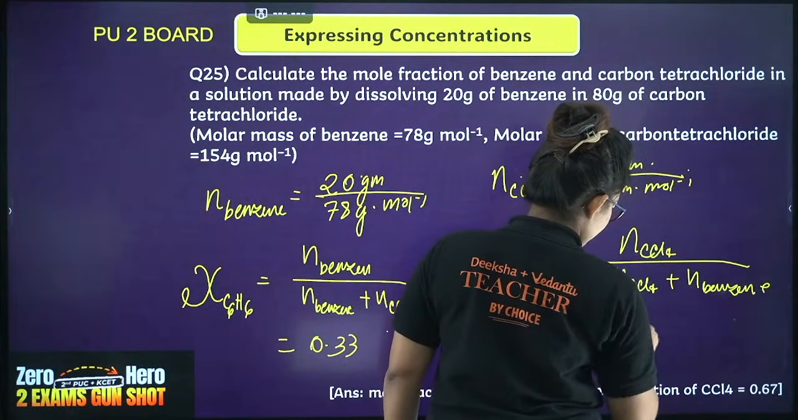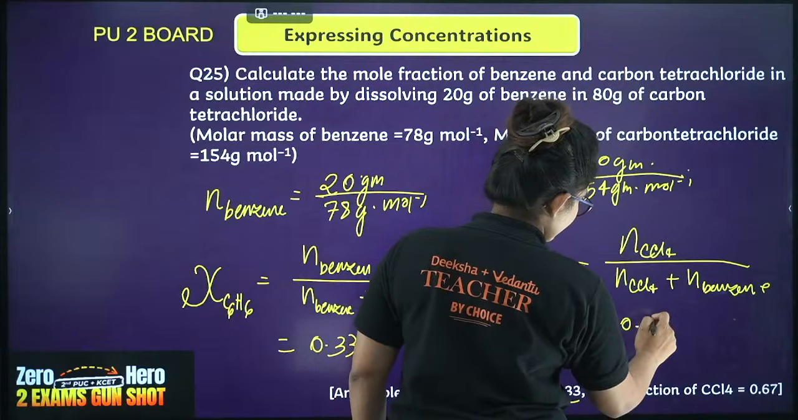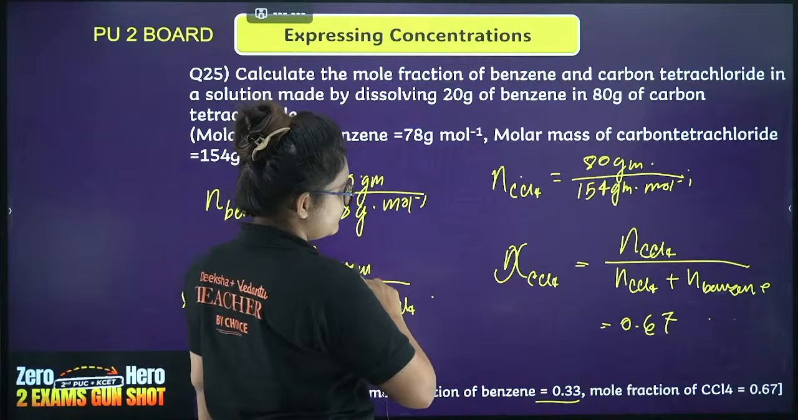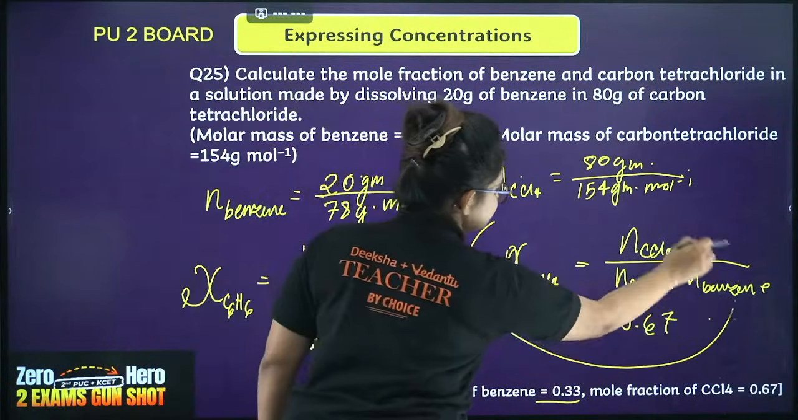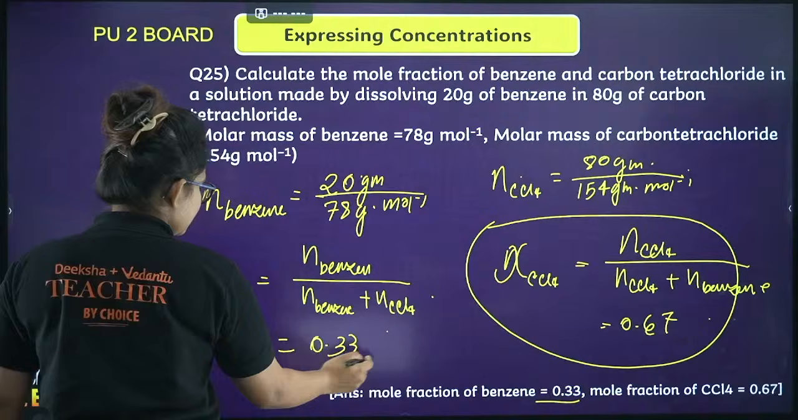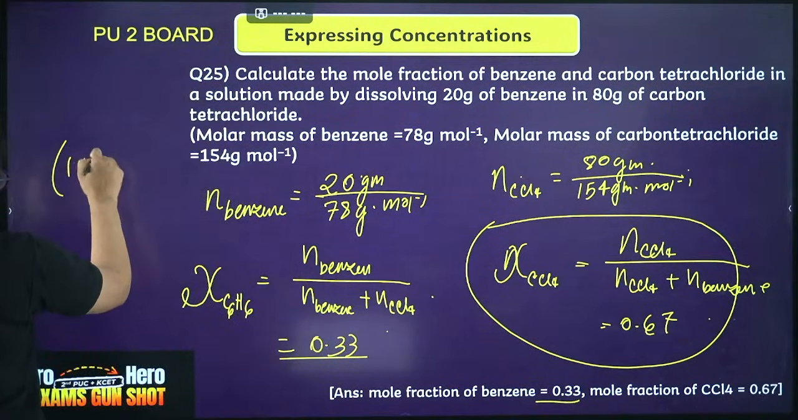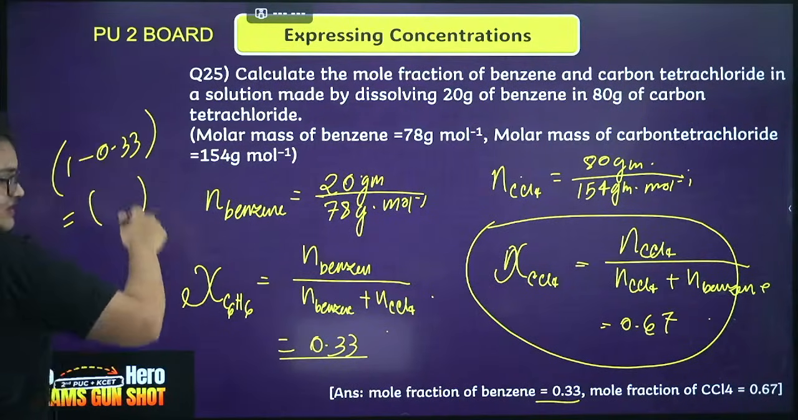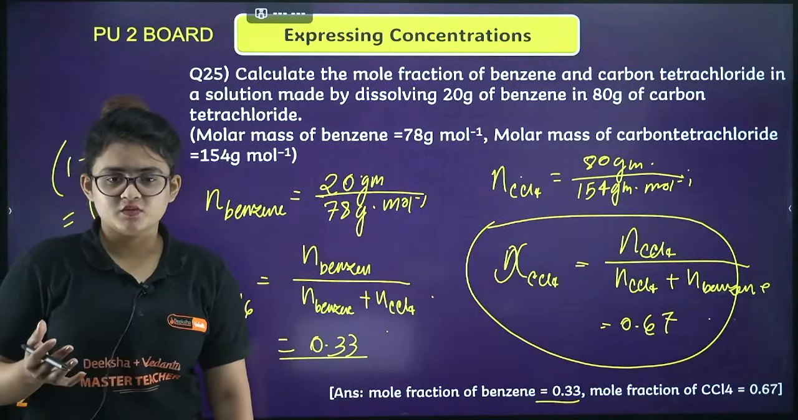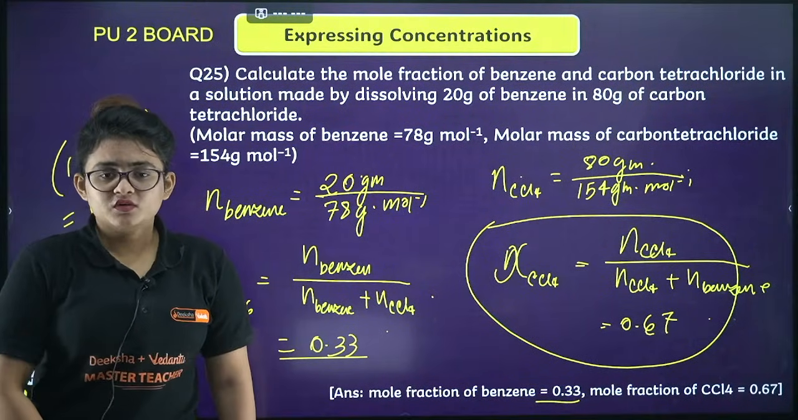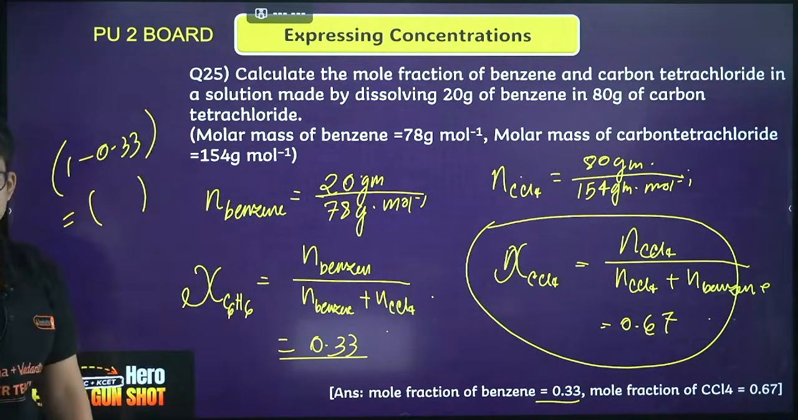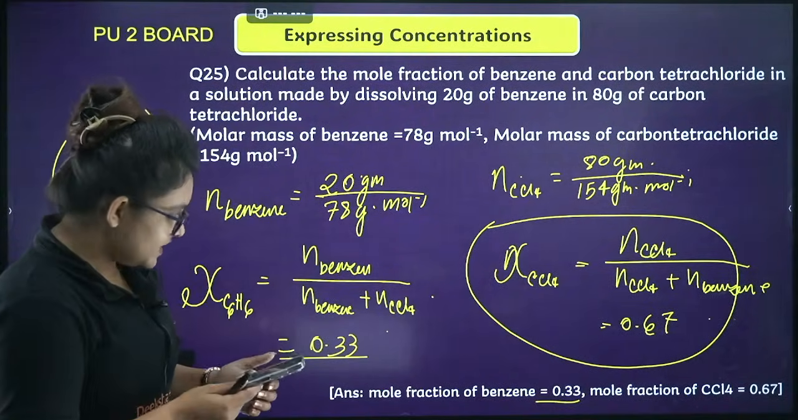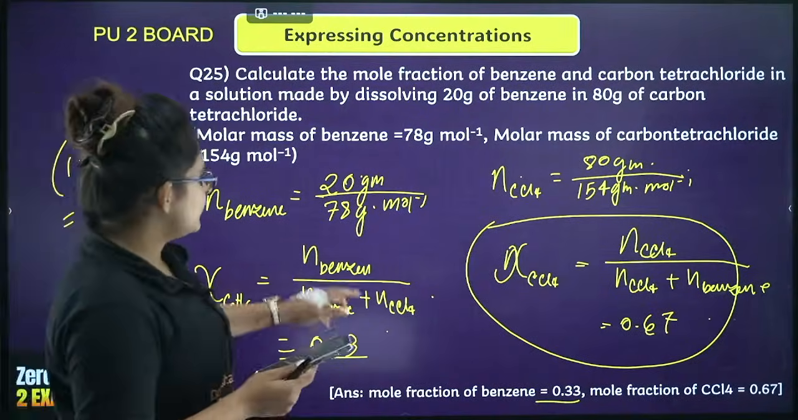Okay, if you just put the value over there, then also you can get the 0.67. Another thing you can do is avoid calculating this particular thing; rather, you can do 1 minus 0.33. That will also give you the answer, because you know XA and XB. If you have a binary solution, then the mole fraction summation always equals 1. So 1 minus 0.33 will also work. Okay, let's proceed further.